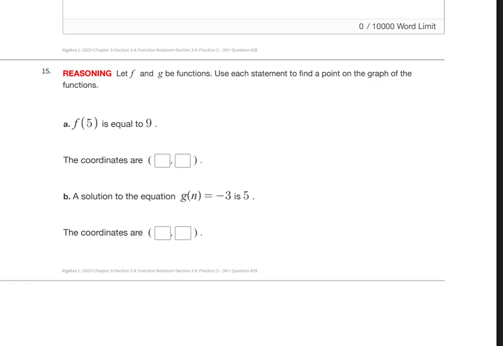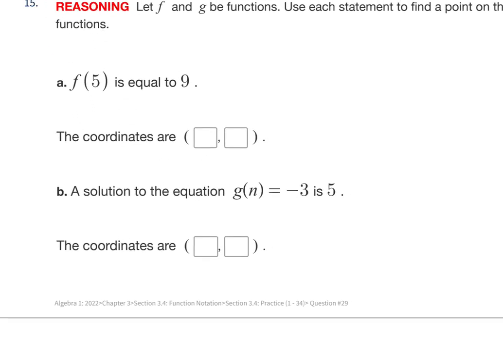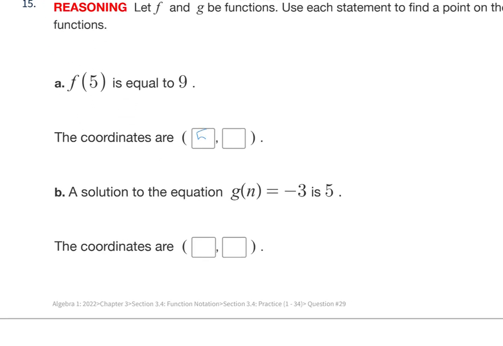Let f and g be functions. Use each statement to find a point on the graph of the functions. f of 5 is equal to 9. So the coordinates are going to be 5, 9. This is our x. And they're saying that f of 5 is 9. So we would write it like this. And that's why we're able to say that right there.